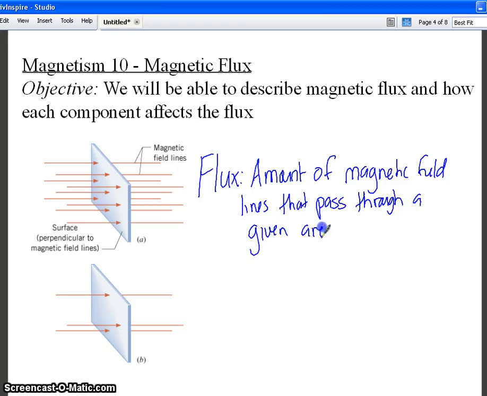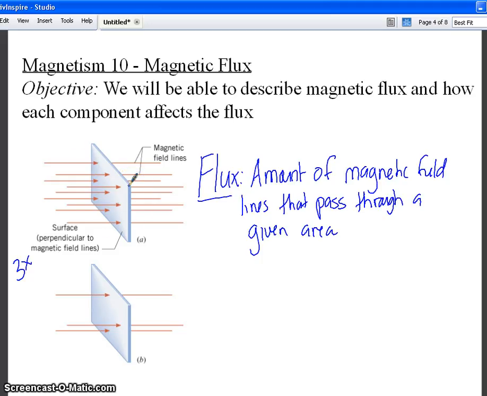Okay, and the picture to my left here is a perfect example. We have two surfaces, two areas here, and we have field lines going through this one, and field lines going through this one. What we can gather from this picture is that letter A has three times the amount of flux that letter B does, because as we can see, there are 9 arrows here and only 3 here. So flux is the amount of magnetic field lines that pass through a given area.